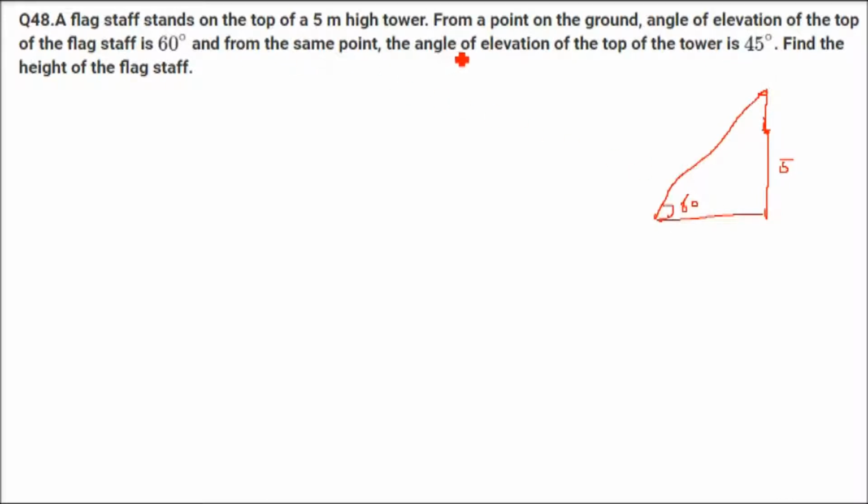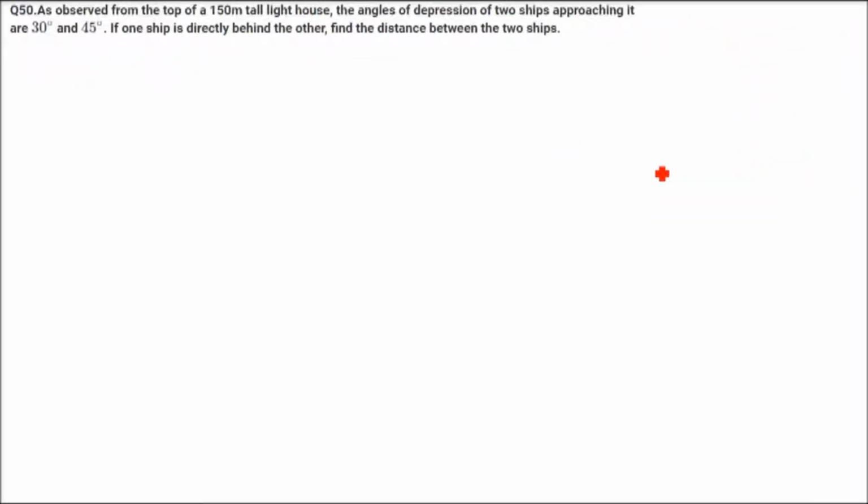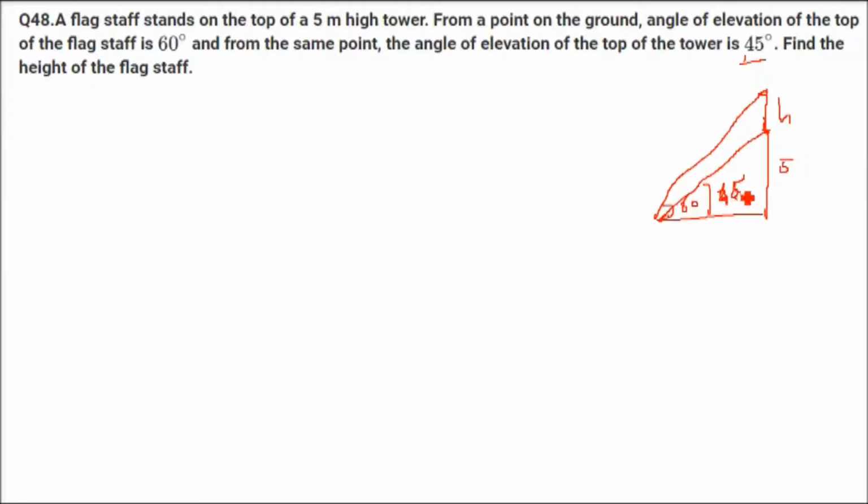And from the same point, the angle of elevation of the top of the tower, that is the bottom of the flagstaff, this one, is 45 degrees. Find the height of the flagstaff. So this h has to be found. How to find this? First I'll take this as x, right? So first I'll take the smaller triangle, this one.